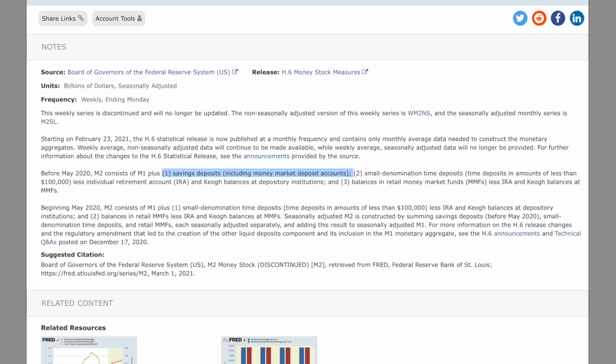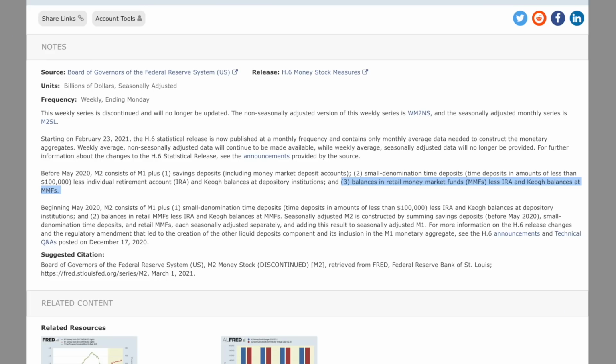Do we see that in the change? Savings deposits including money market accounts? No, nowhere to be found. Okay, number two, what is in the prior data? Number two is small denomination time deposits. Do we see that in the new one? Small denomination time deposits. Yes, we do.